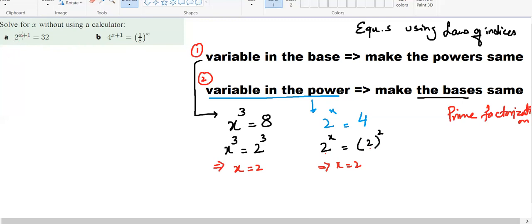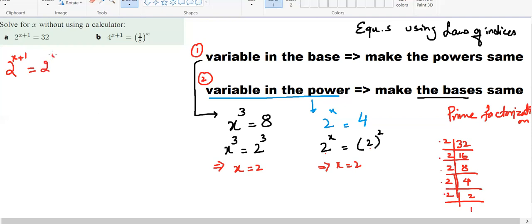You can see that the variable is in the power, so I'm going to make the bases same. I cannot further factorize the base 2 here, but I can factorize 32, and 32 is factorized like that: 2 times 16, 2 times 8, 2 fours, 2 twos, and finally 2 ones. So it's 1, 2, 3, 4, 5. It's 2 to the power 5.